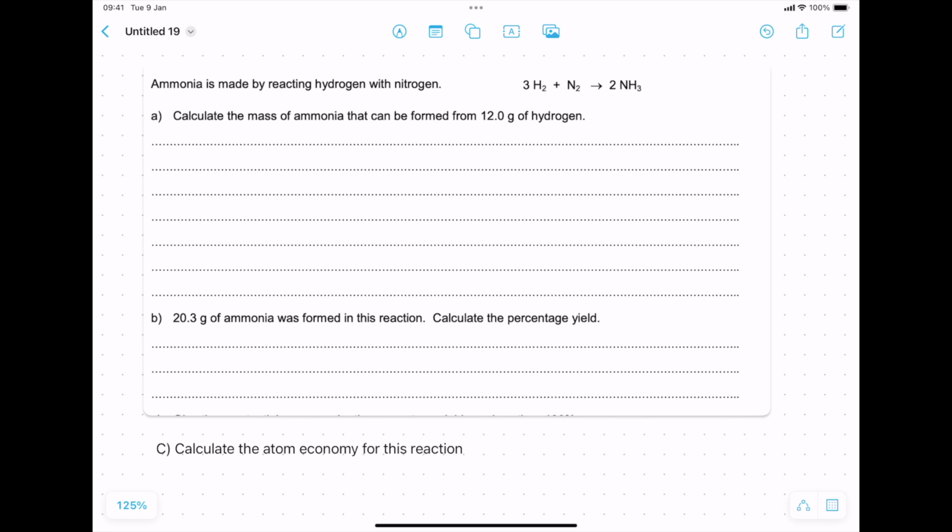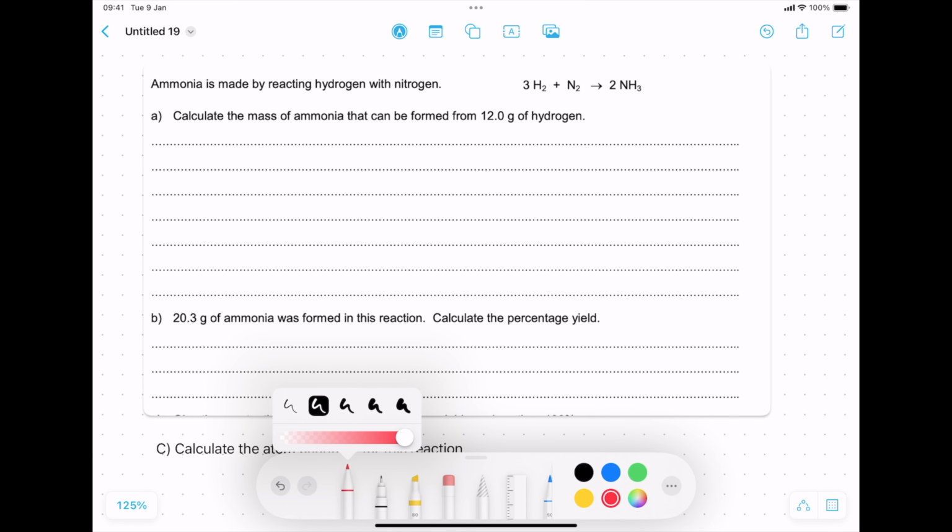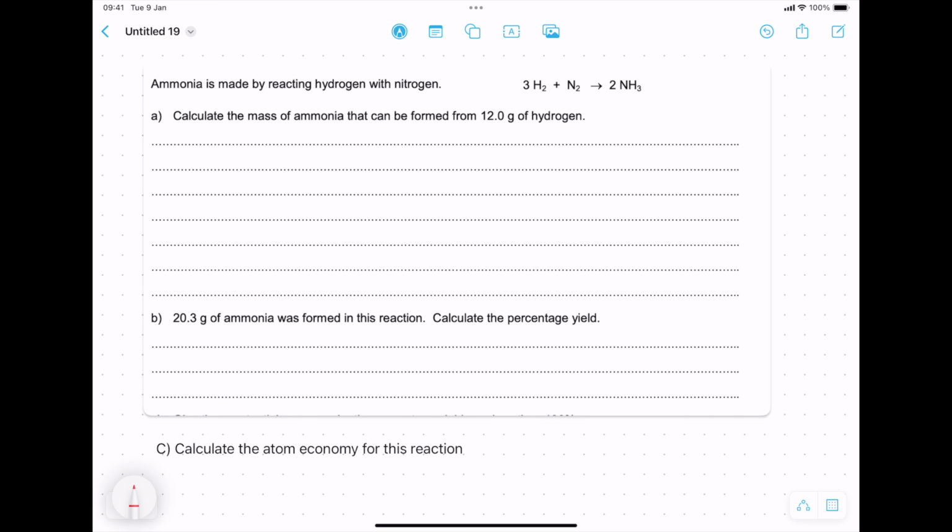Calculate the mass of ammonia that can be made from 12 grams of hydrogen. First thing I'm going to do is circle the two things that are discussed in the question: ammonia that can be formed from 12 grams of hydrogen. In the 3-point process for working out the mass of something being formed, step 1 says circle the two things discussed in the question, and work out the moles using the information given for one of the substances. We can see we're given the information on hydrogen.